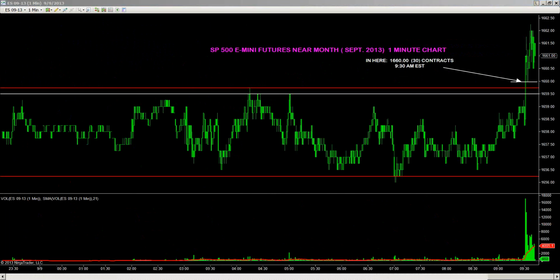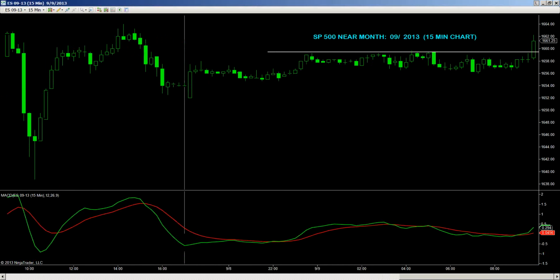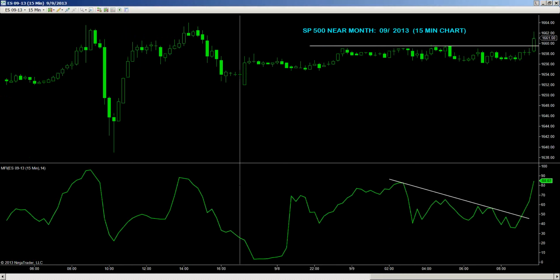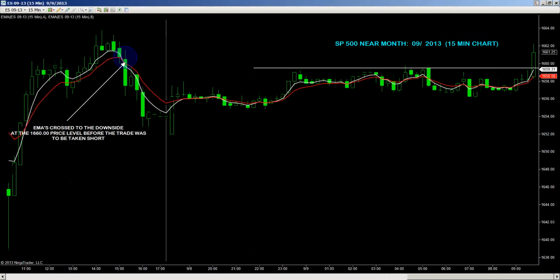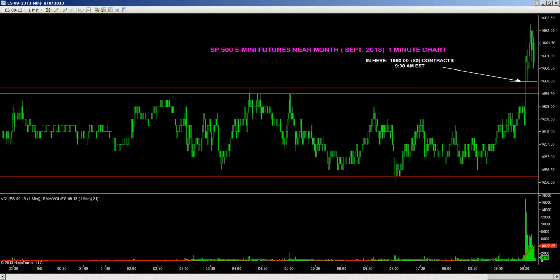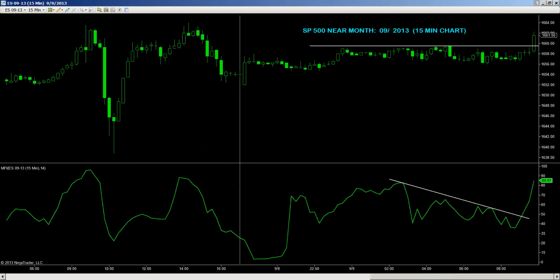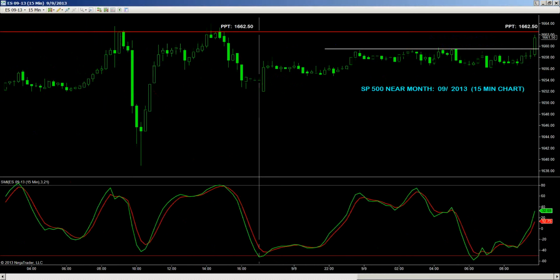Fifteen-minute indicators are still all positive. The initial opening volume is not as intense as I would prefer it to be. That can change at any moment with a large amount of smart money accumulation coming in. Yeah, momentum is still positive.